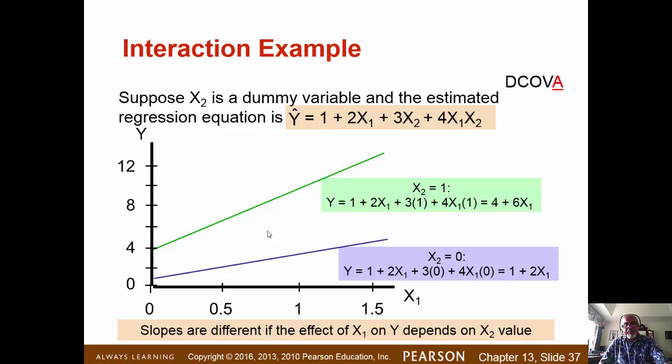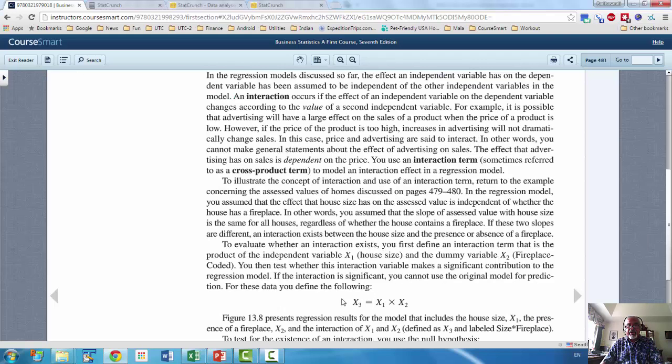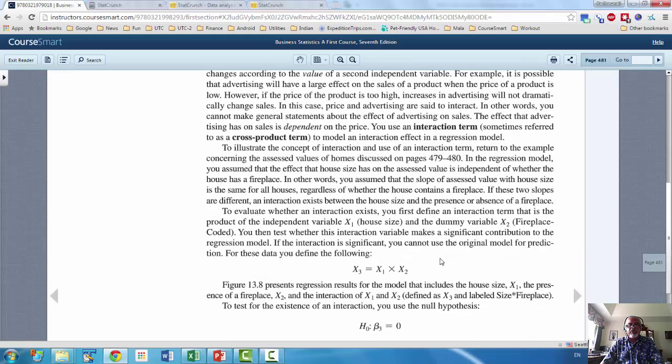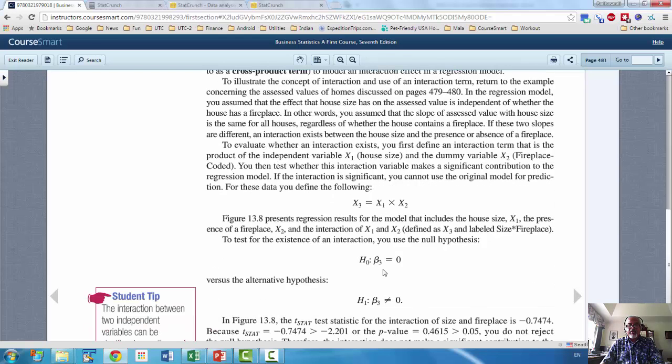So let's look at an Excel example. Let's look at the house assessed value example. The dependent variable is assessed value, and the independent variables are the size of the house and whether the house contains a fireplace or not. Now, to see whether there is an interaction effect, we can define a third variable as the product of x sub 1 and x sub 2, and then we can test whether beta sub 3 is significant or not.